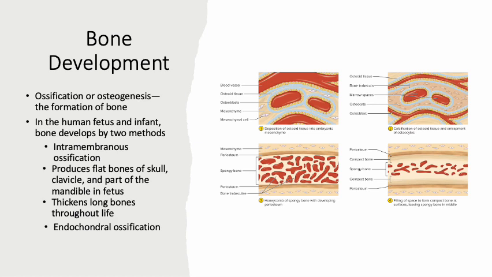In humans, in fetuses and babies, the bone will develop by two methods. There's intramembranous ossification, which produces the flat bones of the skull, clavicle, and part of the mandible in a fetus or an unborn baby, and then it thickens long bones throughout life. And then endochondral ossification is the other type of bone formation.